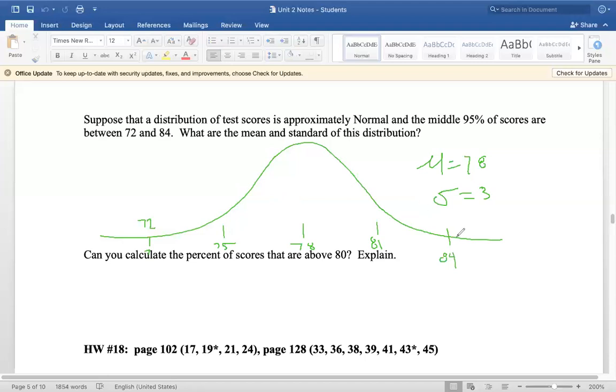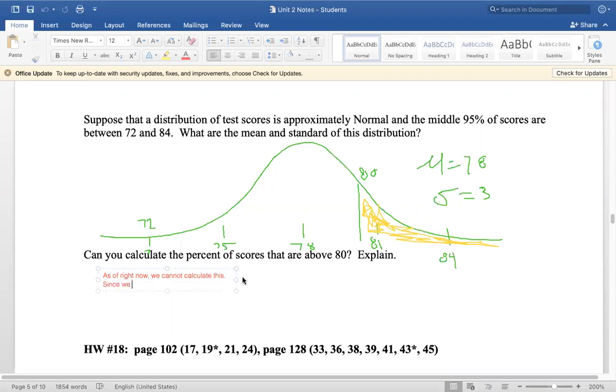And now, can you calculate the percent of scores that are above 80? So 80 is right here. Here's 80 on the graph. So it's asking, can we figure out this percentage over here? Based on the information I've told you so far, not yet. As of right now, we cannot calculate this.